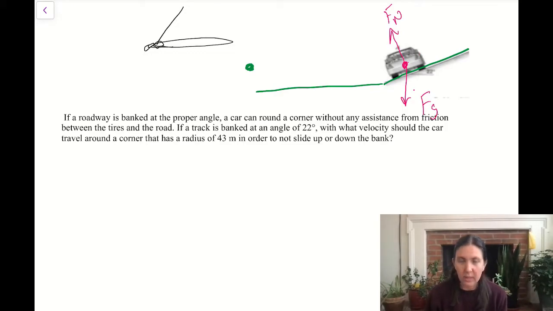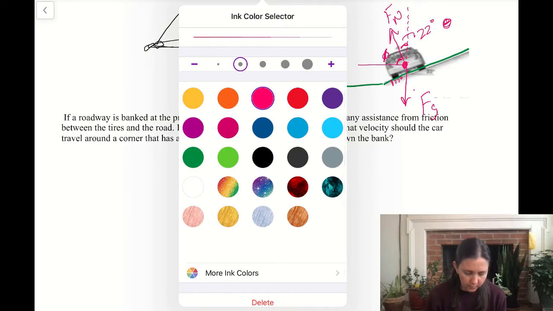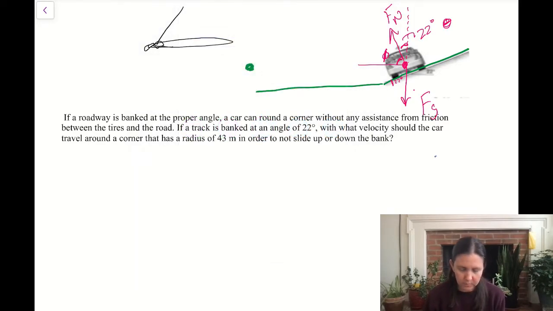Okay, so just two forces. Now in this, the angle of this track is 22 degrees, which gives this angle here to be 22 degrees. I'm just going to call this theta. Now, I don't like using this angle, just for my personal preferences, so I'm actually going to do this problem using this angle here, which I'm going to call phi.